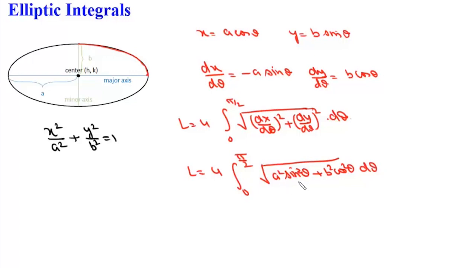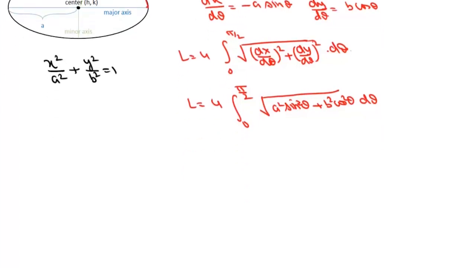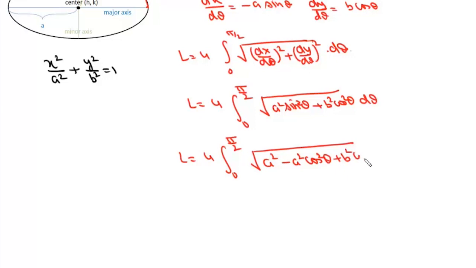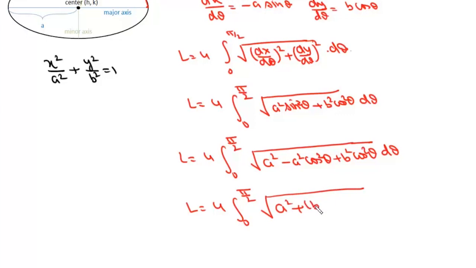Now we can write a square sin square theta as a square into 1 minus cos square theta. So now it will be 4 times this integral from 0 to pi by 2 under root of a square minus a square cos square theta plus b square cos square theta d theta. Now we can write this as 4 times this integral from 0 to pi by 2 under root of a square plus b square minus a square into cos square theta d theta. Now in an ellipse we know that b square is a square into 1 minus e square. So basically we can write b square minus a square as minus a square e square.